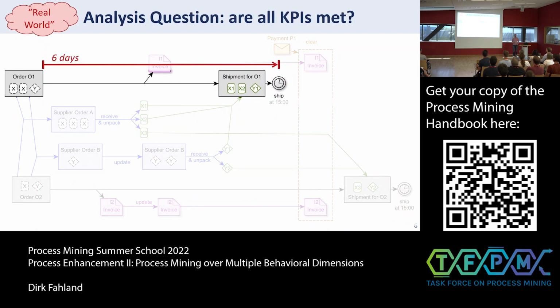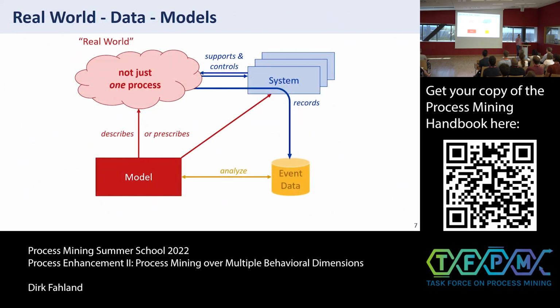A typical question that would come: are my key performance indicators met? For example, the retailer may promise that when a customer places an order, within 6 days it's going to be shipped. Now, we're going to see that this is not true in a moment. So the first thing that I hope you get from this simple example is that the real world is not just one process. It's a complex thing.